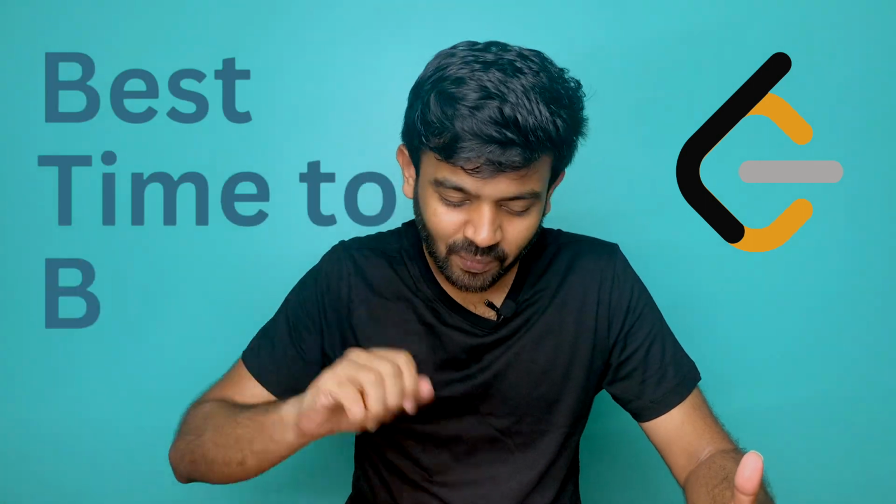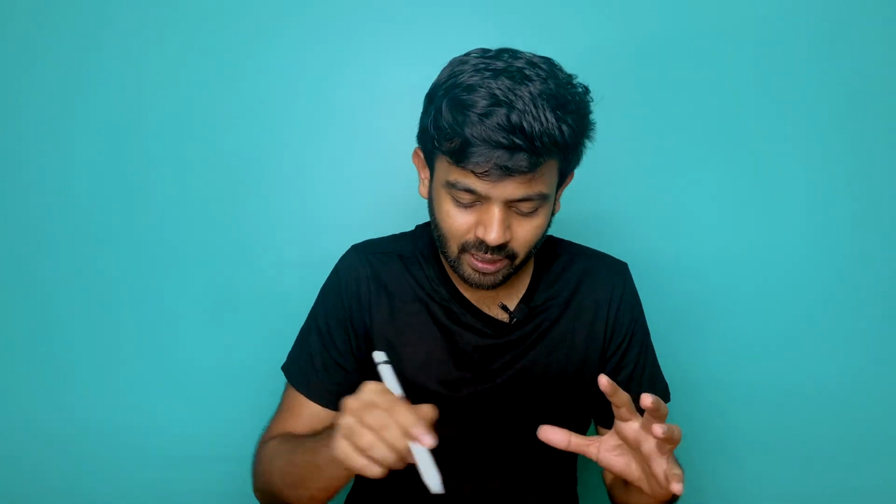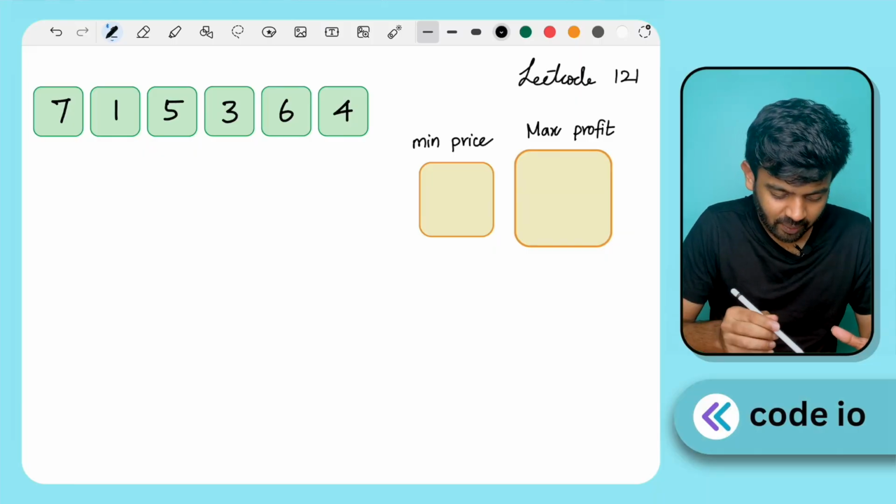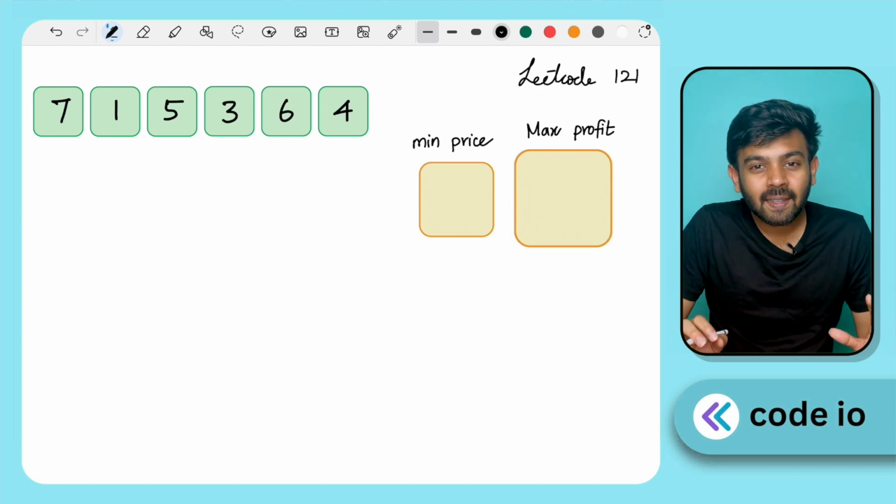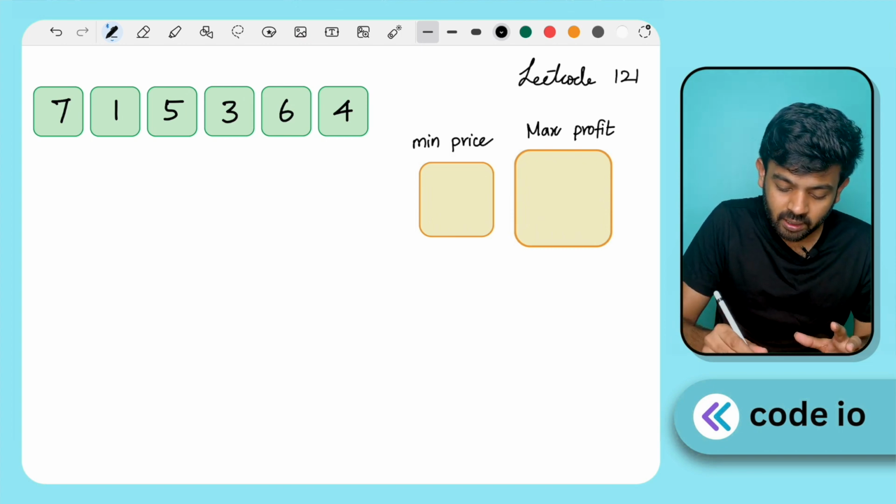In this video we're going to solve a Leetcode question called best time to buy and sell stock. I don't want to read the question, but I'll straight away tell you what the question is with this array. The idea is that you're given this array.